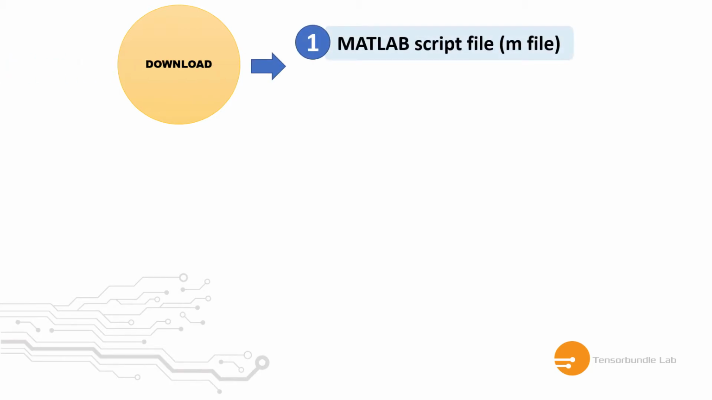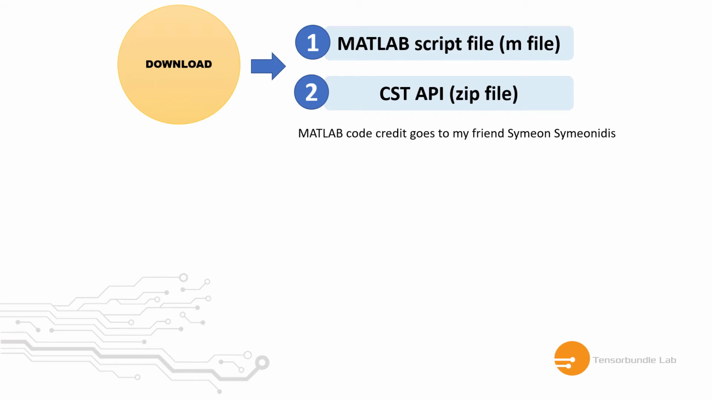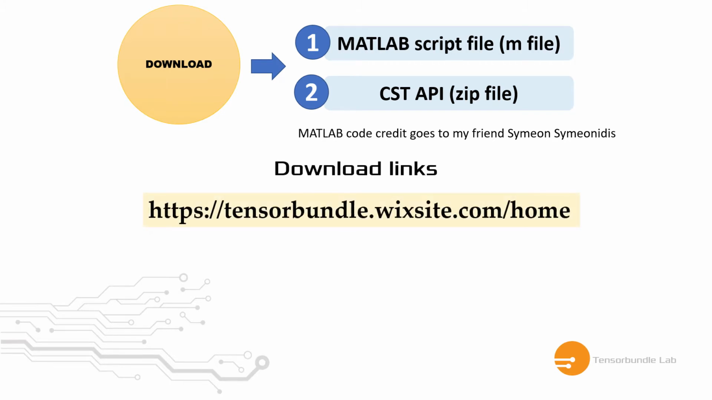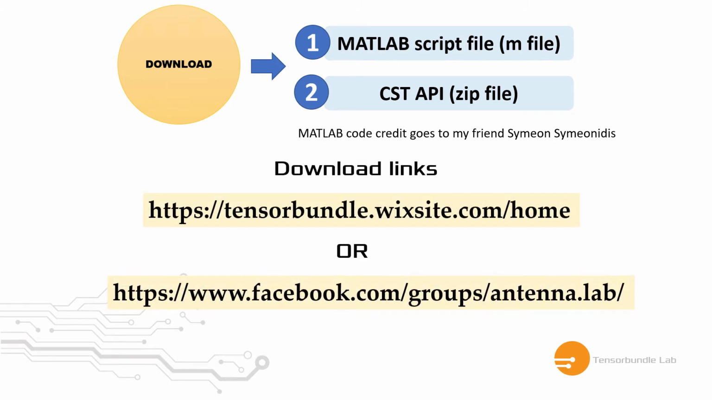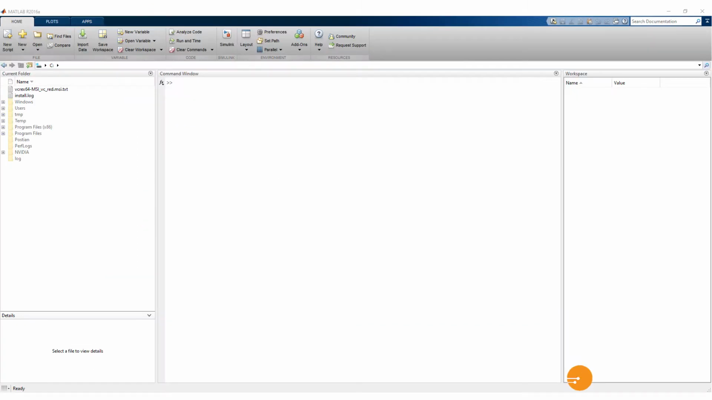In order to start this project, you have to download these two files. Number one is a MATLAB script file, which is an M file. And the second one is a zip file, which is a CST API file. My good friend Simon Simonides wrote this MATLAB code for me. He's an excellent coder. You can download these two files from these links. Just visit any of these sites and you can download these files.